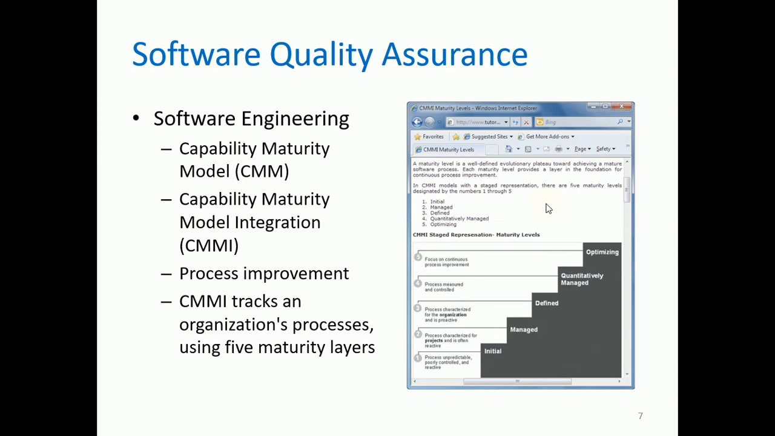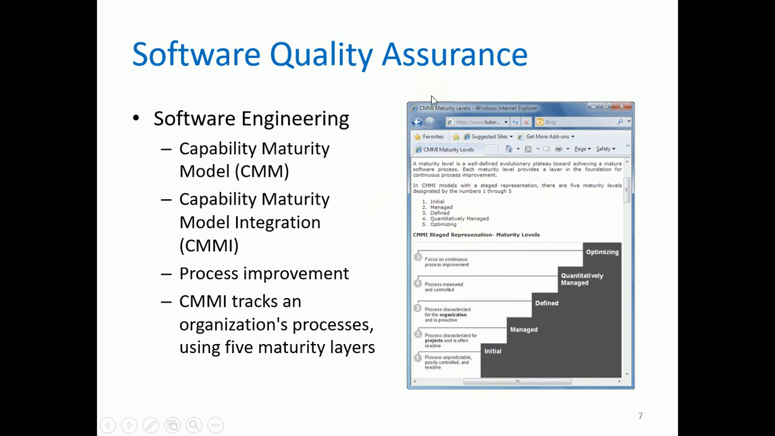So CMMI is a process and behavioral model that helps organizations streamline process improvement and encourage productive, efficient behaviors that decrease risk in software, product, and service development. So CMMI is all about process improvement. It tracks an organization's processes using five maturity levels. These are the five maturity levels: initial, managed, defined, quantitatively managed, and optimizing.